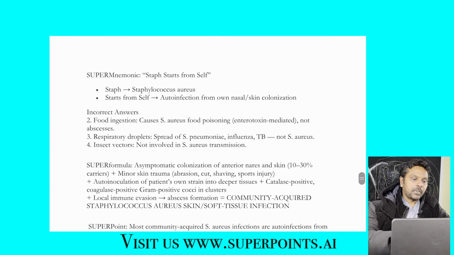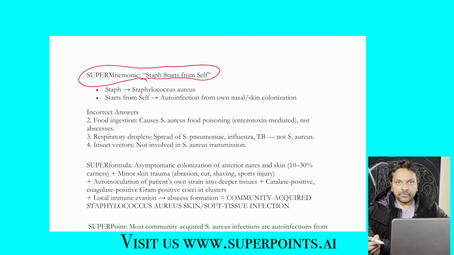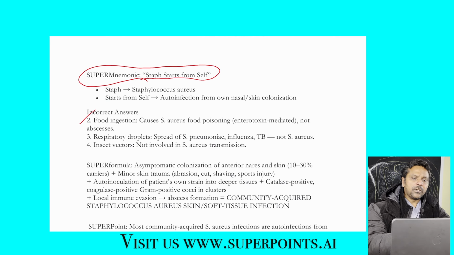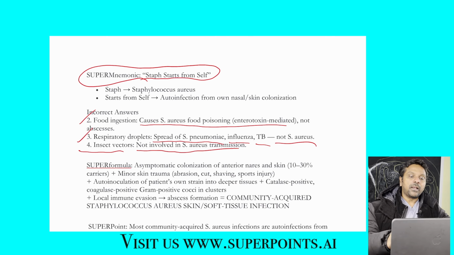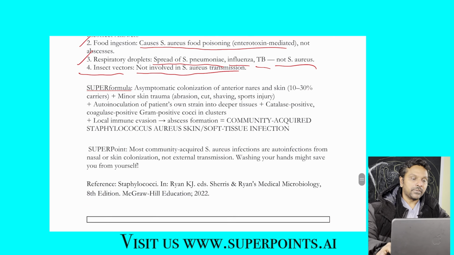Next, Staph starts from self. If you want a mnemonic, Staph starts from self. You give it to yourself. Why not food ingestion? No. Why not respiratory droplets? That is for strep pneumonia, influenza, TB, not for Staph aureus. Why not insect vectors? No, insect vectors are not involved in Staph aureus infection transmission.